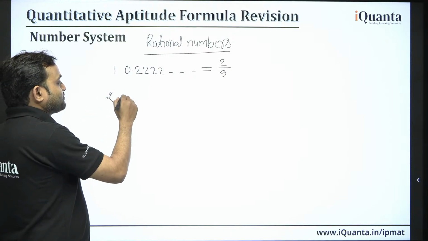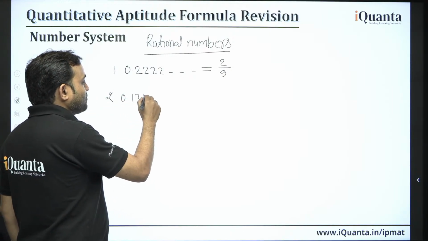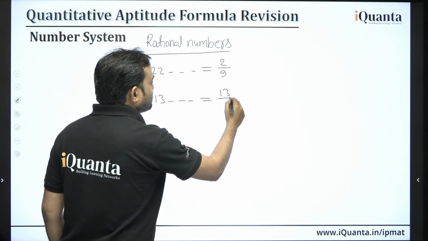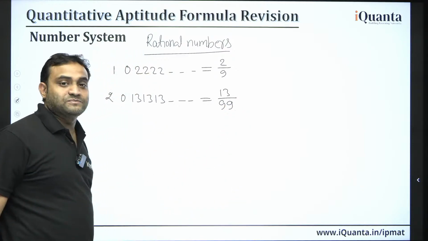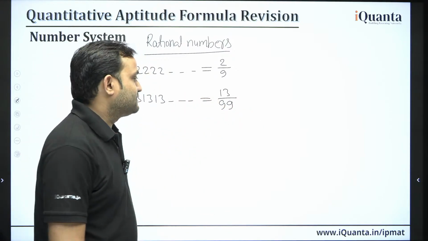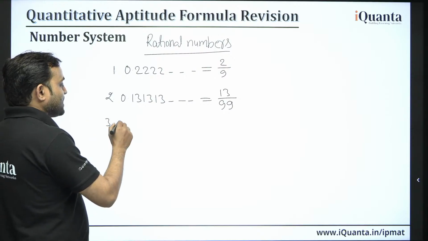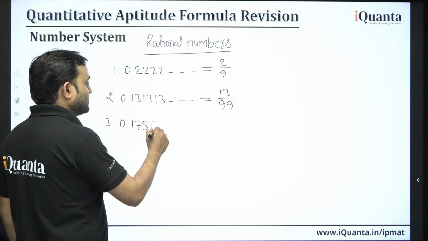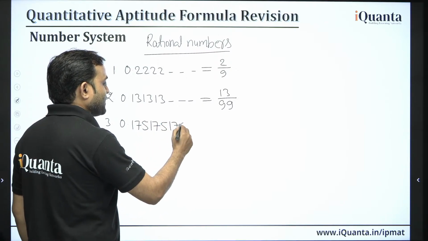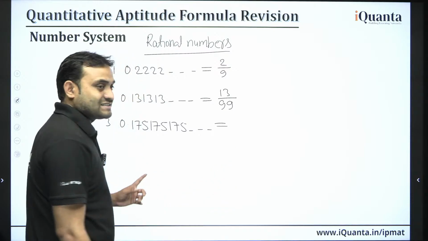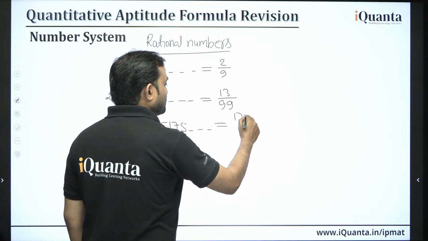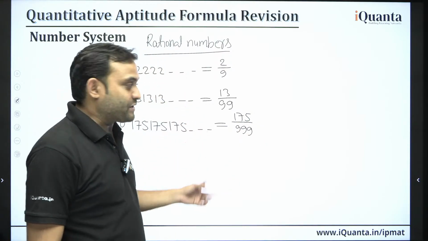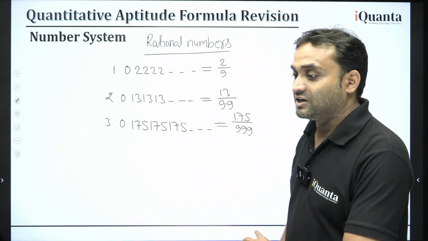For another example, let's say 0.131313. So 2 digits are repeating themselves. Write 13, divide it by 2 times 9, that is 99. Then another example, 0.175175 and so on. If you want to convert this into A by B form, this will be equal to 175 upon 999. 3 digits are repeating themselves, so 3 nines in the denominator.